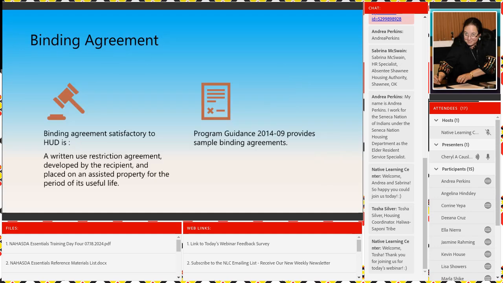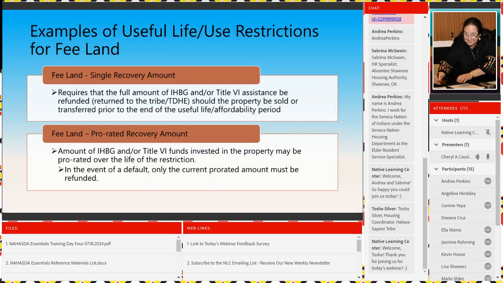A binding agreement satisfactory to HUD is a written use restriction agreement developed by you as the recipient, placed on an assisted property for the period of its useful life. Program Guidance 2014-09 provides sample binding agreements. So example, this is both fee land. One is a single recovery amount, requires the full amount of block grant or Title VI assistance be refunded or returned to the tribe or TDHE should the property be sold or transferred prior to the end of the useful life or affordability period.